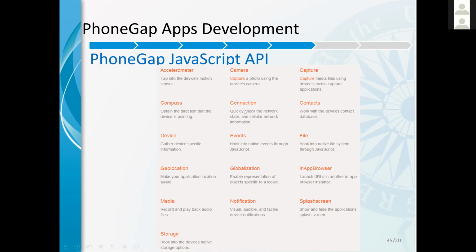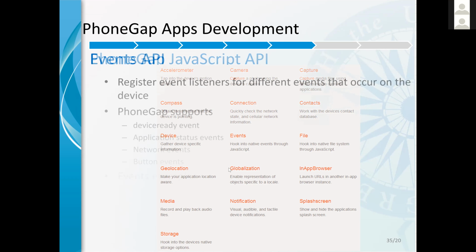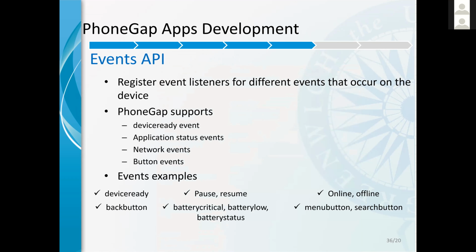The one that we start with is, for example, the events. The events API registers event listeners for different events that occur on the device. Things like the device ready event, application status events, network events, pattern events. So these are some of the event examples: device ready, pause, resume, online, offline, battery critical, and all that. Those are examples of events that you can have.